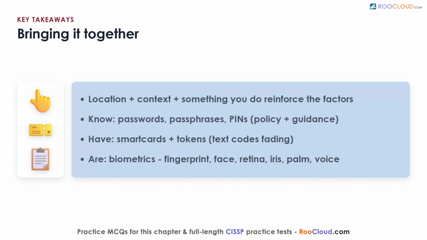Location signals like somewhere you are, context-aware checks, and something you do all reinforce the main factors. Something you know covers passwords, passphrases, and personal identification numbers, hardened by sound policy and modern guidance. Something you have covers smart cards and authenticator tokens, while text message codes have lost their shine. Something you are covers biometrics, from fingerprints and faces to retinas, irises, palms, and voice. Understand each factor's strength and its weak spot, and you can design authentication that actually fits the people using it.